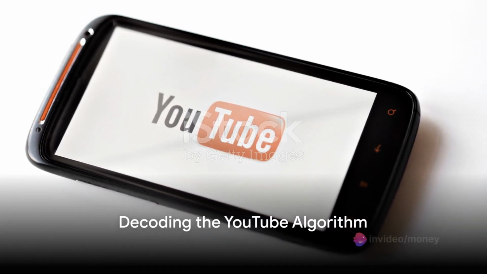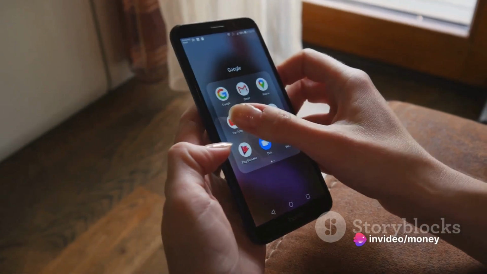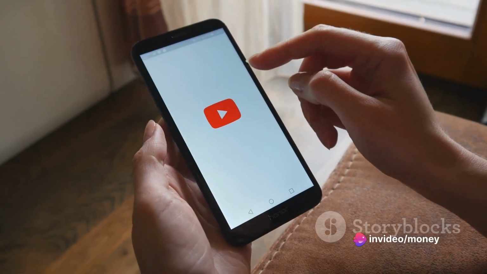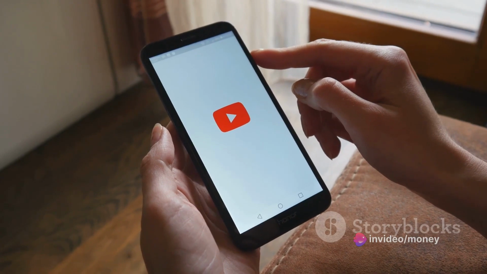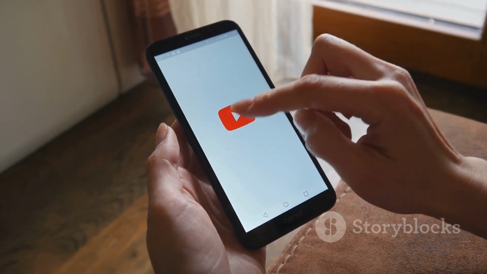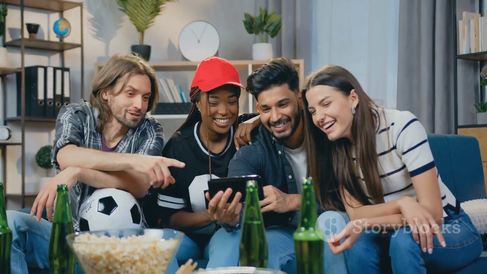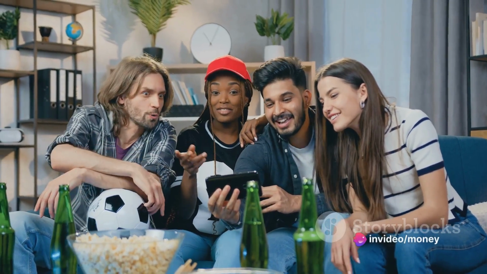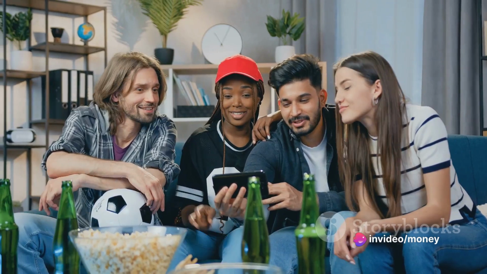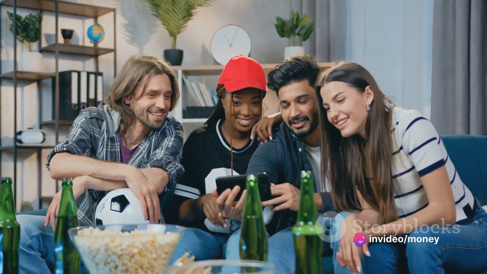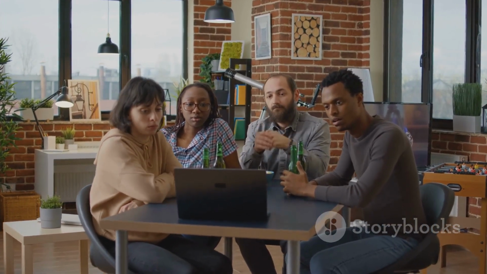The YouTube algorithm, in a nutshell, is a complex system that uses a variety of factors to decide which videos to recommend to each individual viewer. It's like a matchmaker, pairing viewers with videos they're likely to enjoy and engage with. One of the most significant factors that the algorithm takes into account is watch time. This refers to the total amount of time that viewers spend watching your videos. The longer the watch time, the more the algorithm tends to favor your content. So aim to create videos that captivate your audience and keep them watching till the end.